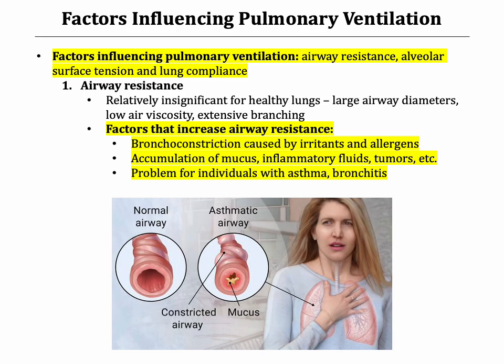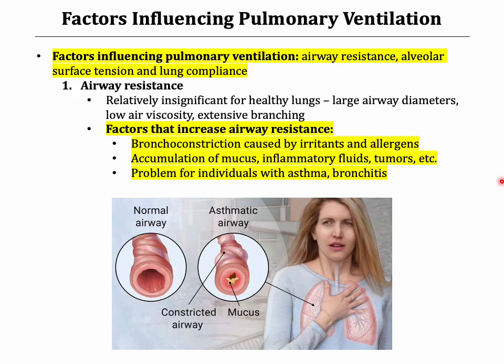So there are different factors that influence pulmonary ventilation. The three main things being airway resistance, alveolar surface tension, and lung compliance. So we'll take a look at each of those. For airway resistance, really it's coming down to the diameter of the lumen within the bronchi and within the bronchioles. And airway resistance really isn't an issue for individuals with healthy lungs. Right? We have pretty large diameter airways, air is not thick, it has a low viscosity, and there's extensive branching, so there are many routes which air can take, so the resistance is fairly low.